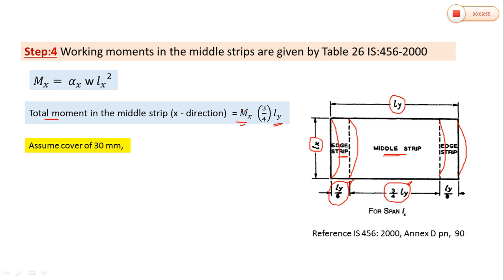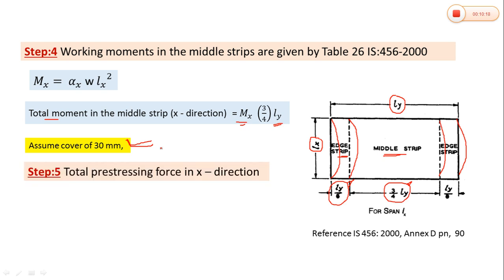While calculating the eccentricity and the effective depth, we are going to assume the cover in the x direction as 30 mm. These assumptions we need to make while calculating the working moments for the middle strip.